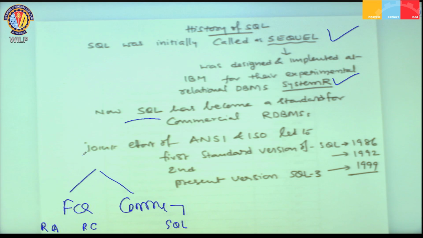Then the joint effort of ANSI, that is American National Standards Institute, and ISO, that is International Standards Organization, led to the standardization of this SQL specification, and the first version of the standard, the first specification of SQL, was released in 1986. Then the second version was released in 1992. The current standard of SQL is called SQL 3, or otherwise we also call it SQL 99, which was introduced in 1999.